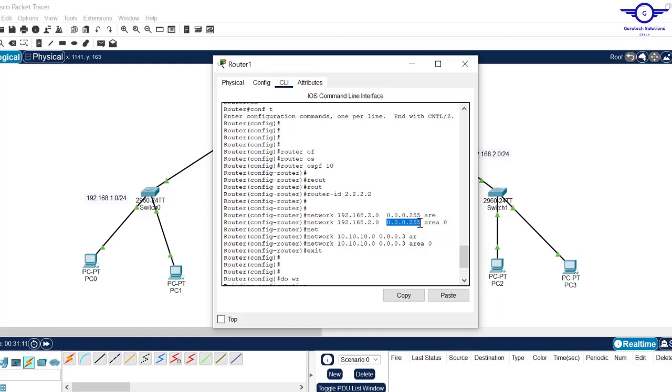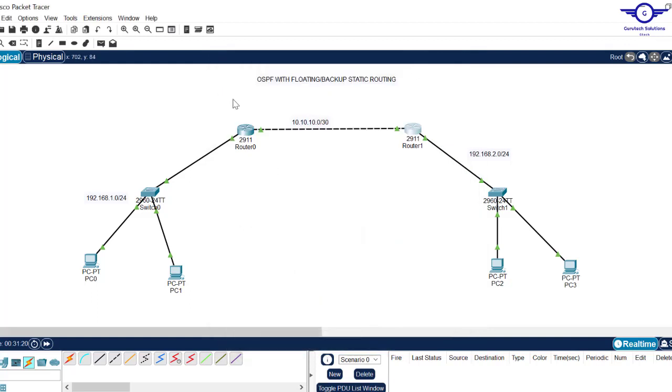What does OSPF do? Why do we use OSPF? Like I said previously, this router only knows about this network and this network, the directly connected networks. So if you use OSPF, it will let this router know that there are other networks in the topology that are not connected to it. And it will tell this router that if you want to go to that network, you have to use this router.